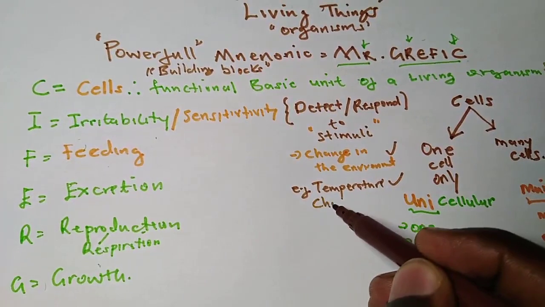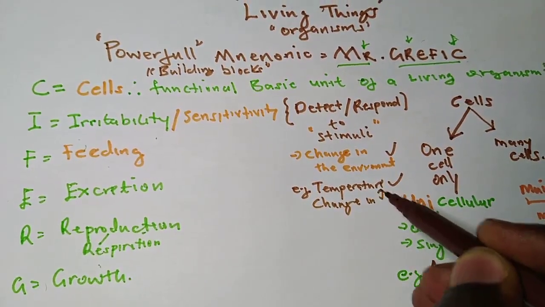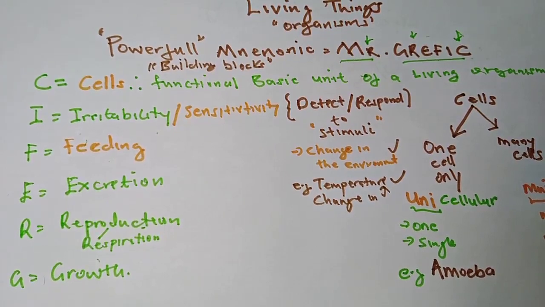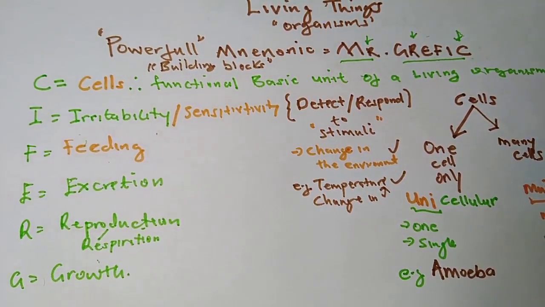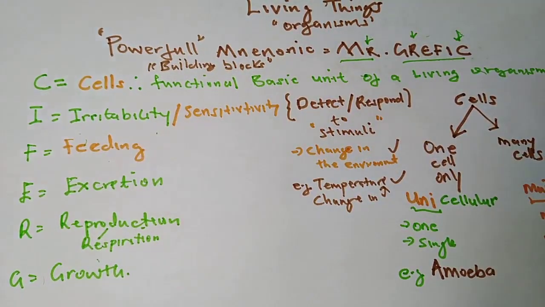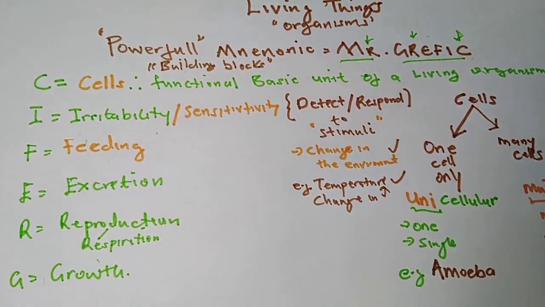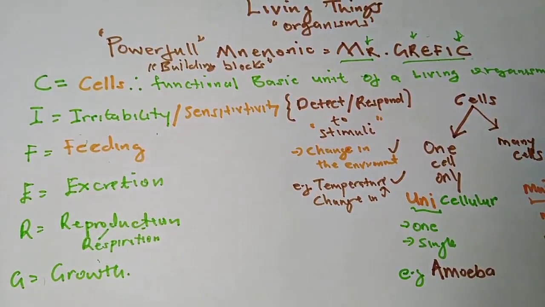So don't forget to add the word change. Change in temperature is a stimulus. A stimulus is a change in an environment. We should be able to detect, and also to respond to that change. So we detect when it's cold and when it becomes hot, and then we're able to respond. That's another characteristic of a living thing. This is just an example of a change. There are many stimuli in the environment, and this is just one of them.